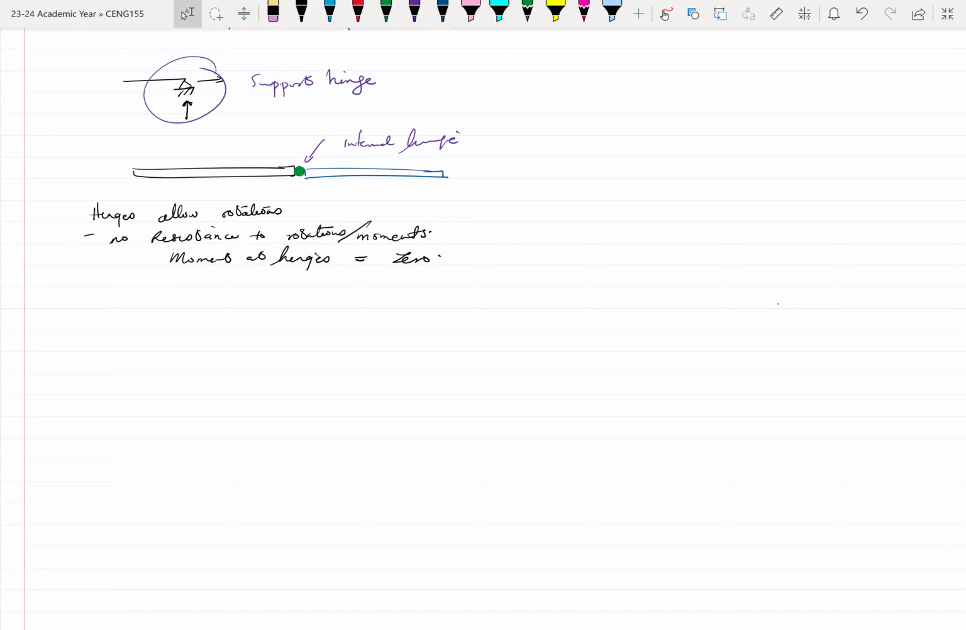So we use internal hinges for a variety of reasons. One of them is that we use them to connect two beams or more. The idea is that we want it to behave so that at a certain point along the beam, the moment will be zero.